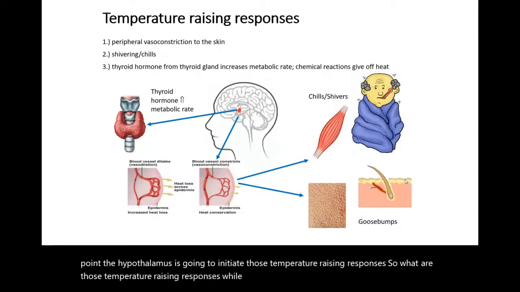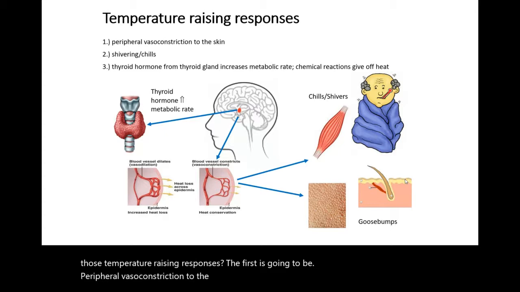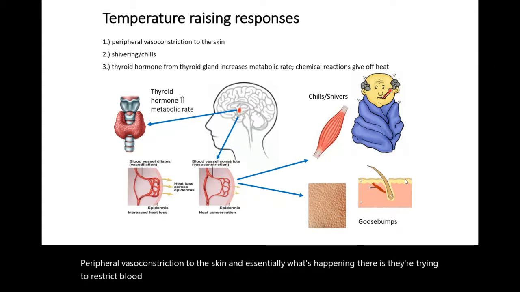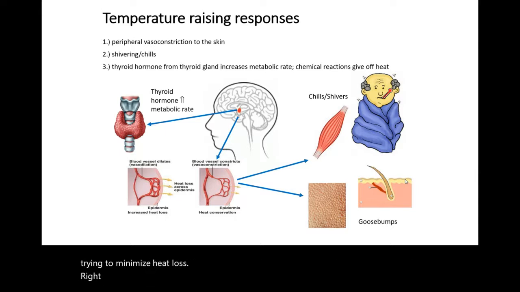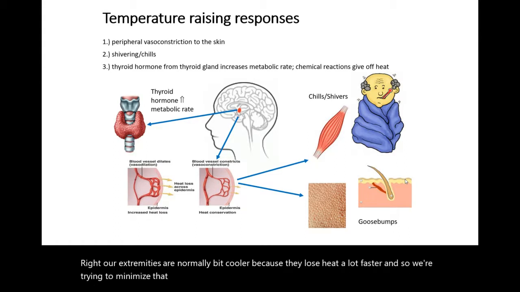Well, the first is going to be peripheral vasoconstriction to the skin. And essentially what's happening there is they're trying to restrict blood flow, especially to our extremities, our fingers and our toes, because we're trying to minimize heat loss. Right, our extremities are normally a bit cooler because they lose heat a lot faster. And so we're trying to minimize that, okay? We're trying to increase our core temperature.